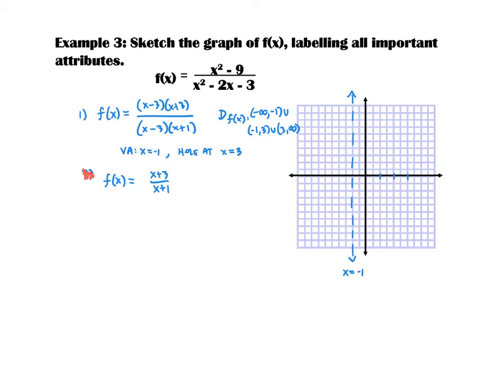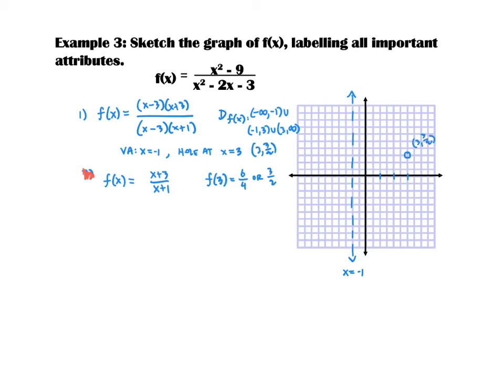So once it's been simplified, you can evaluate and find out where the hole is located. So I'm going to plug a 3 into that. So f of 3 would be equal to 6 over 4, or 3/2. So I'm going to put a hole at the point (3, 3/2). Over 3 and up 3/2. I'm going to put a hole right there. That's (3, 3/2). Very good.